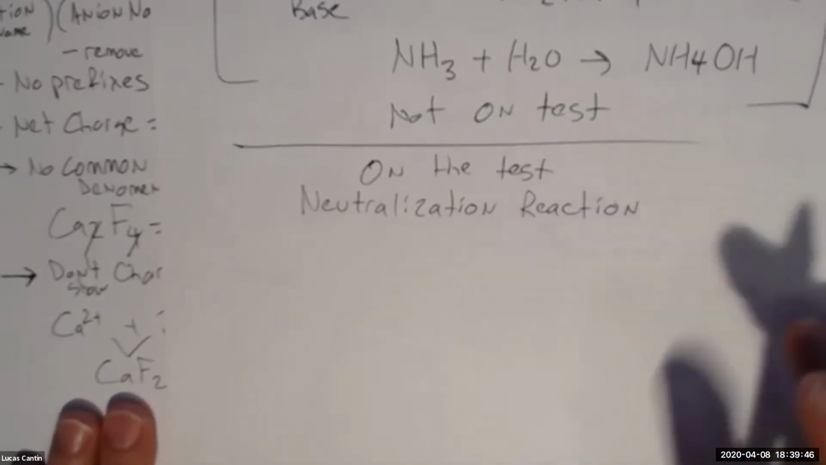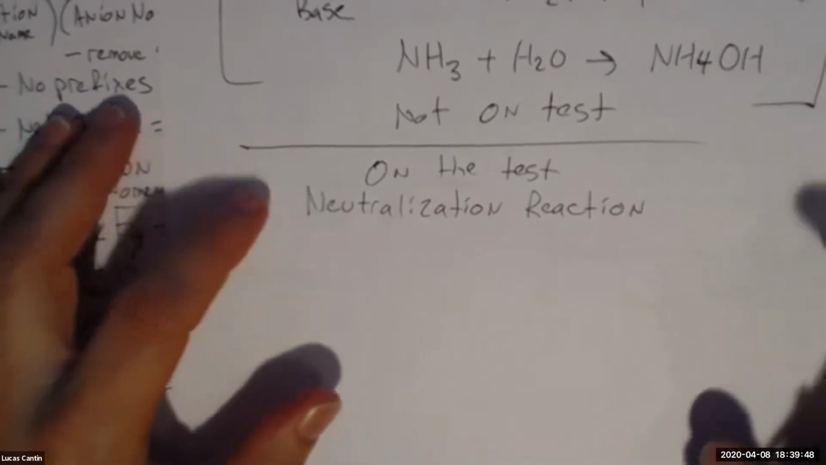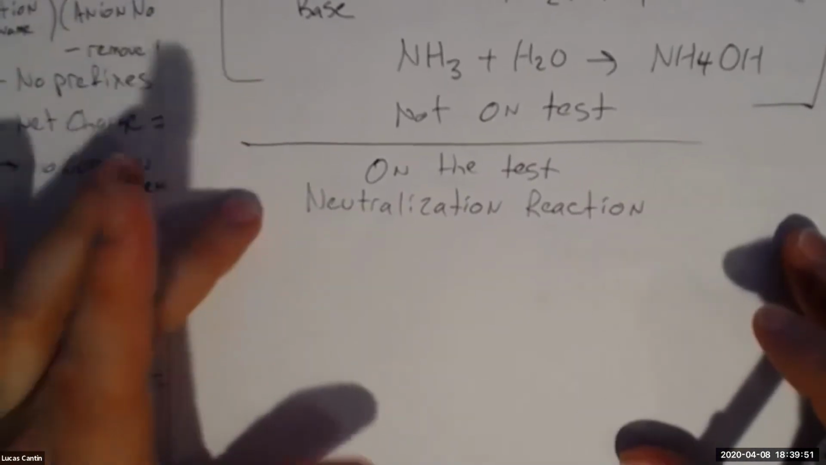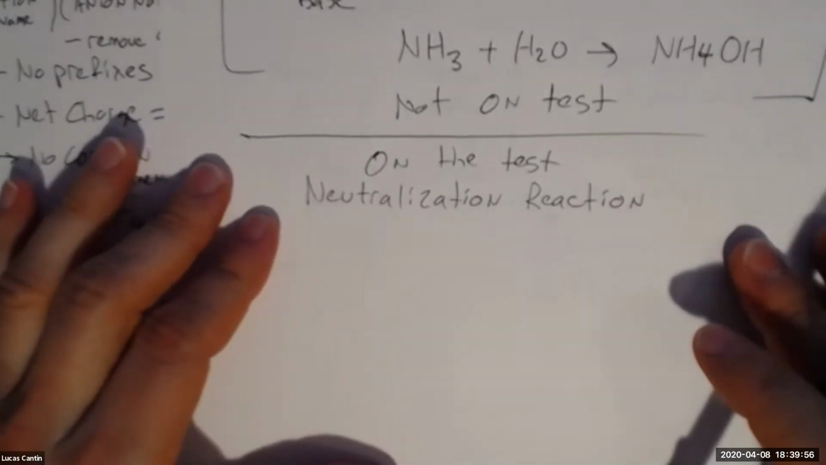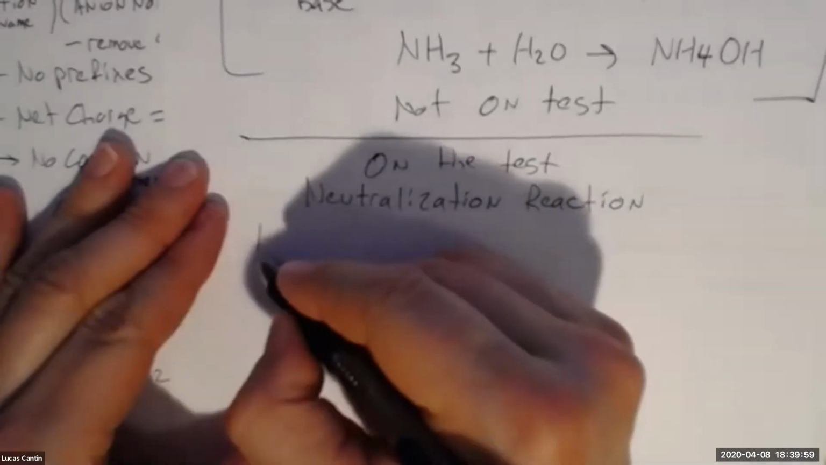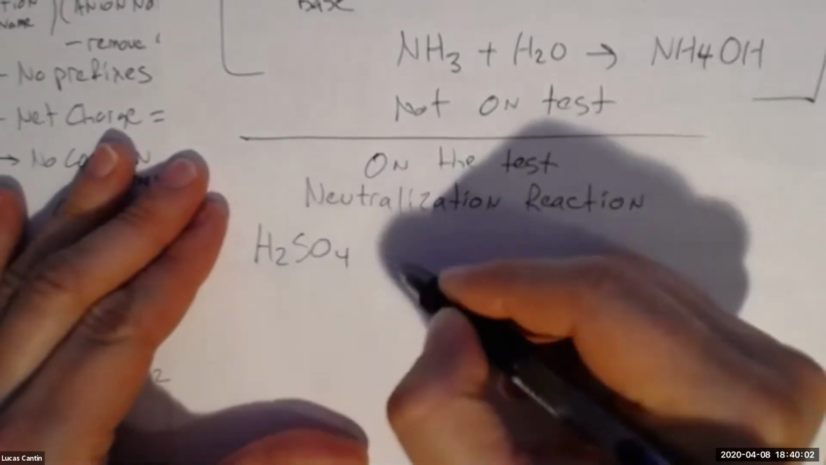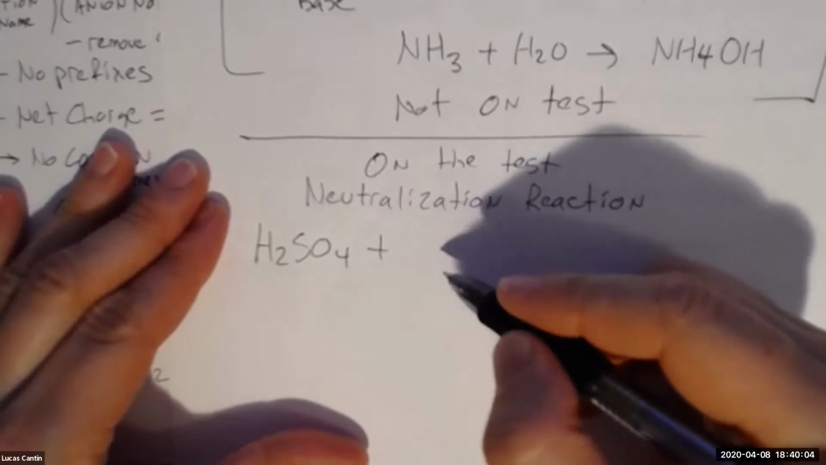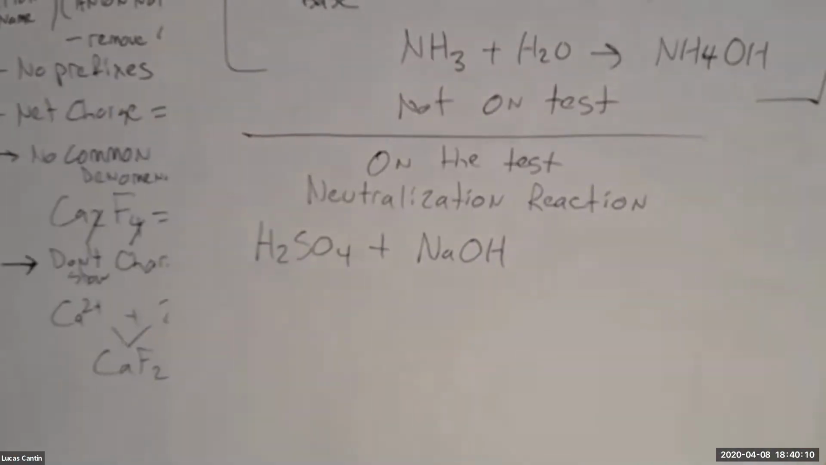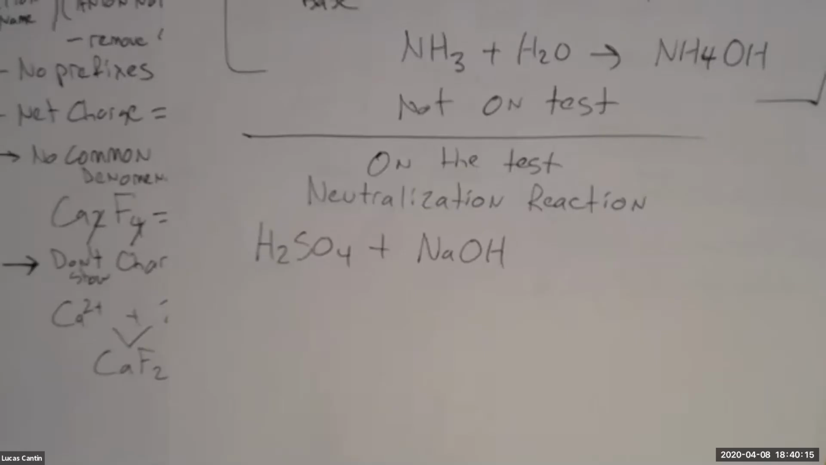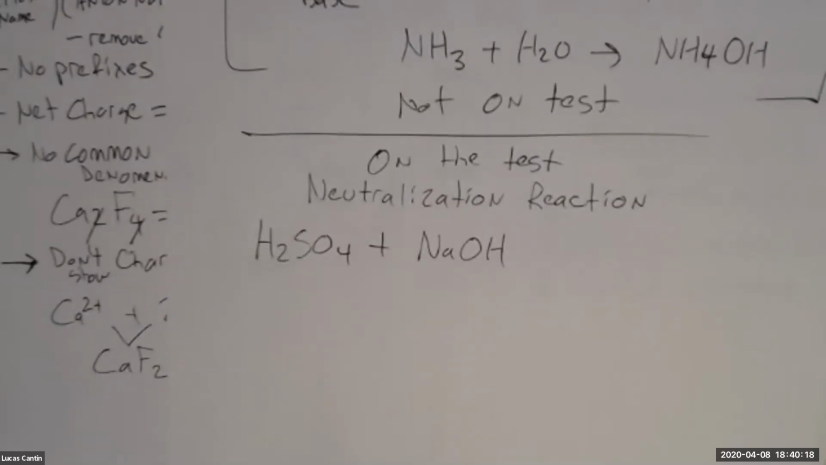Can you do an example of that? Yes. A neutralization reaction, like I've put up in the YouTube channel that I've created, I believe it's there, can also be a net ionic equation. So how about H2SO4 plus, let's just keep it simple, NaOH. Something like this could absolutely be on the test.